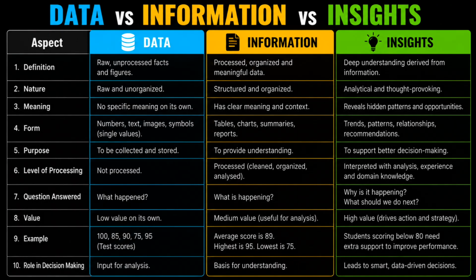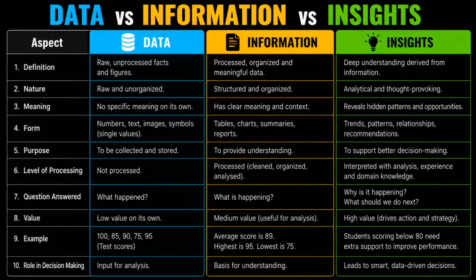The key difference between data, information, and insights lies in their purpose and value. Data is the raw collection of facts. For example, marks like 85, 72, and 91. On its own, data has little meaning. When this data is processed, organized and summarized, it becomes information. For example, saying the average marks of the class are 82 gives the data meaning and context.